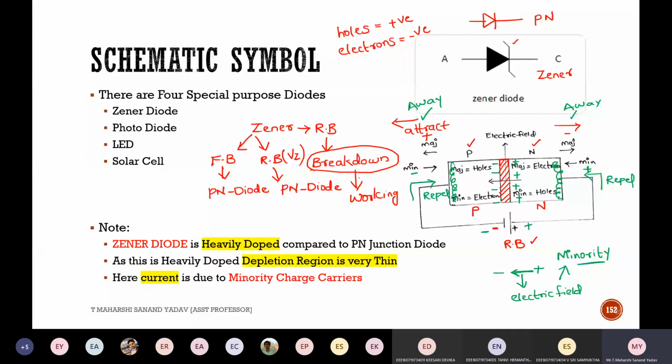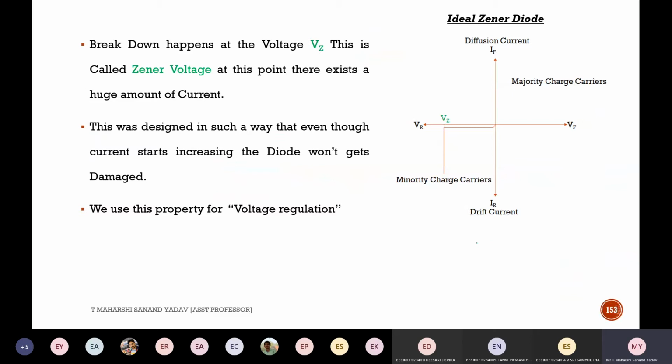So the Zener diode comes under special purpose diode. Some of the special purpose diodes, if you observe, are Zener diode, photodiode, LED and solar cell. We shall see these in the later slides. Now we are discussing the Zener diode. Here, these are nothing but VI characteristics.